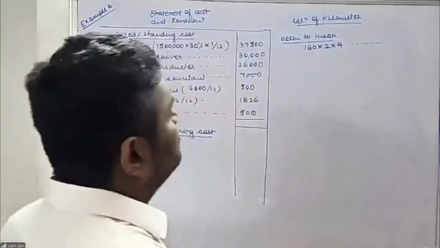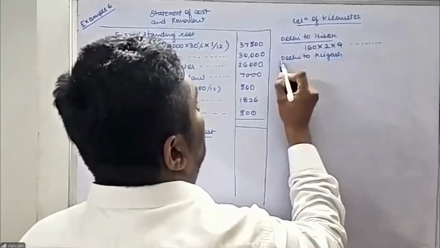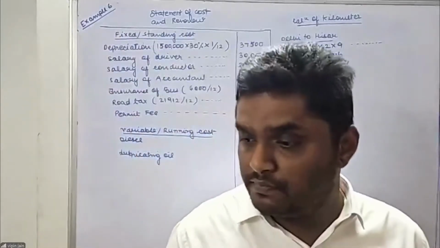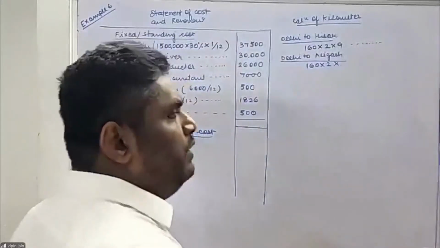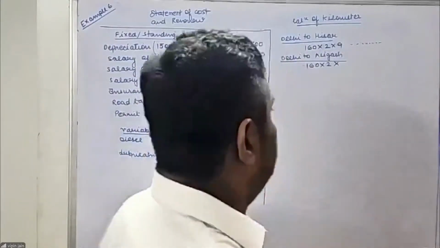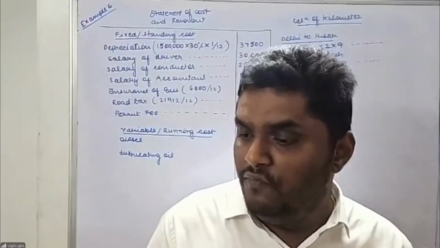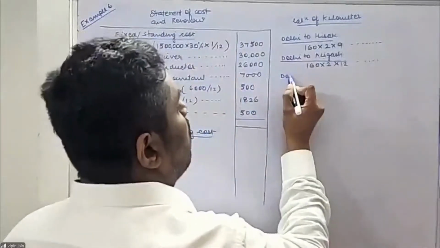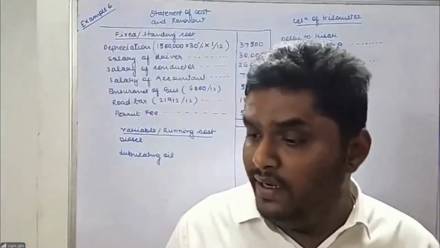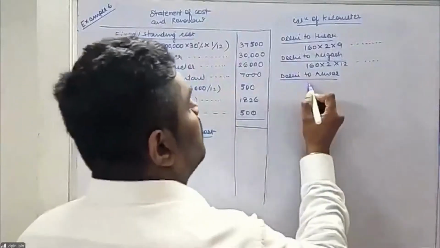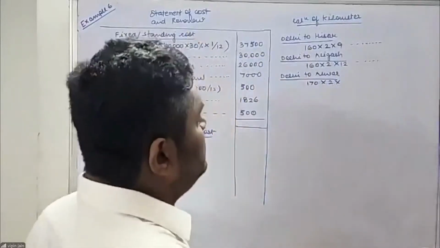Next is Delhi to Aligarh. Again, 160 kilometers one way into 2, that is for round trip, into 12 times in a month. Further, Delhi to Alwar, it is 170 kilometers into 2, into 6 times in a month.